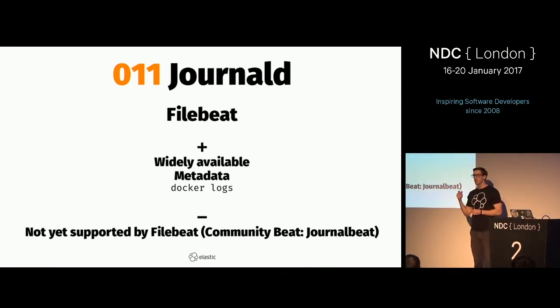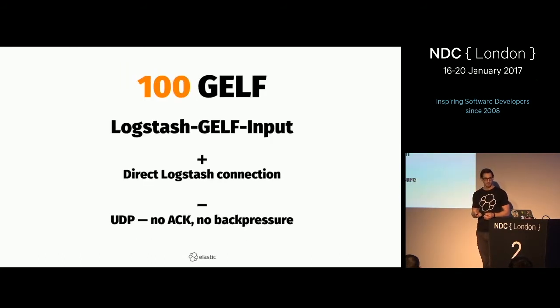So if you want to use Journald at the moment, there is a community beat called Journalbeat that can collect the information right from Journald. Nice thing is you don't have to write everything out to a specific file and need to reread it from there again. Then there is Gelf, which is supported by default and works and is pretty fast.